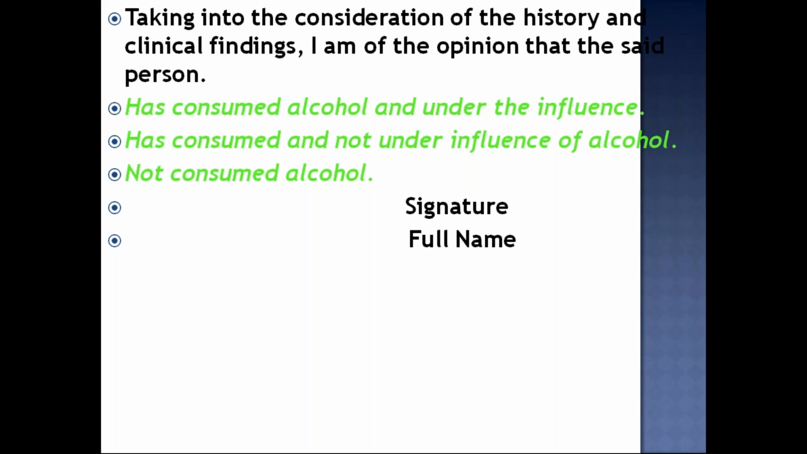So number one, the person has consumed alcohol and is under the influence of alcohol. Number two is the person has consumed alcohol but is not under the influence of alcohol because he has taken very low quantities. And number three is he does not consume alcohol at all. And then you will put your signature, your stamp, and then you will give the certificate. You will put your register number, and then you will give it to the police officer.